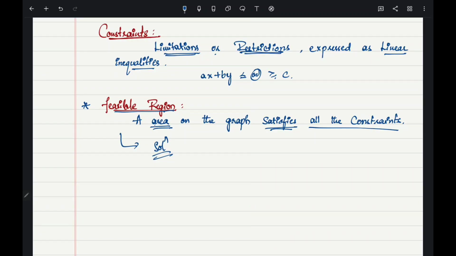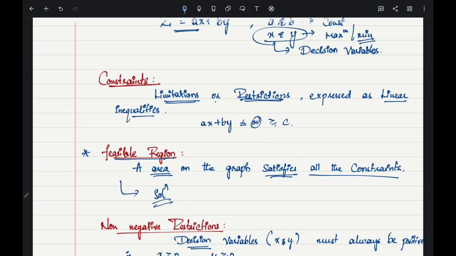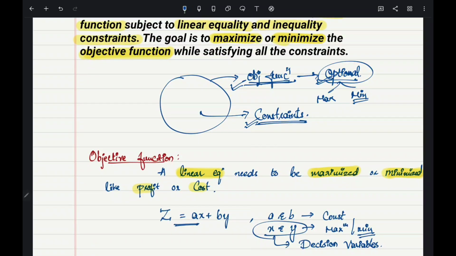Last but not the least, let's understand what are non-negative restrictions. The decision variables x and y should always be positive, meaning they should not be negative. It can be written as x is greater than or equal to 0, where we have taken x and y as the decision variables. So first, x is greater than or equal to 0, which is positive, and y is also greater than or equal to 0, which is also positive. So these are the few basics which you should understand before solving the sums for the LPP.